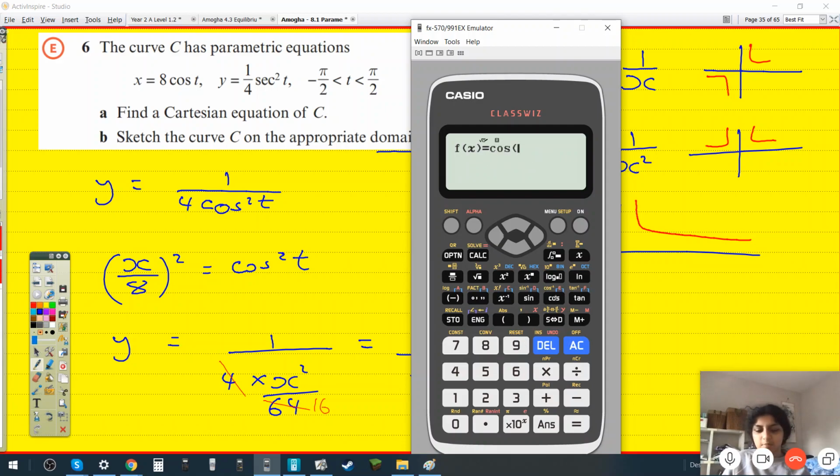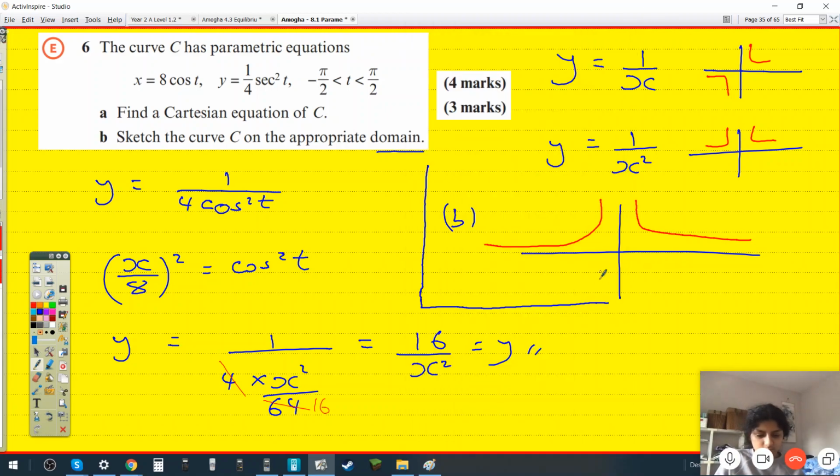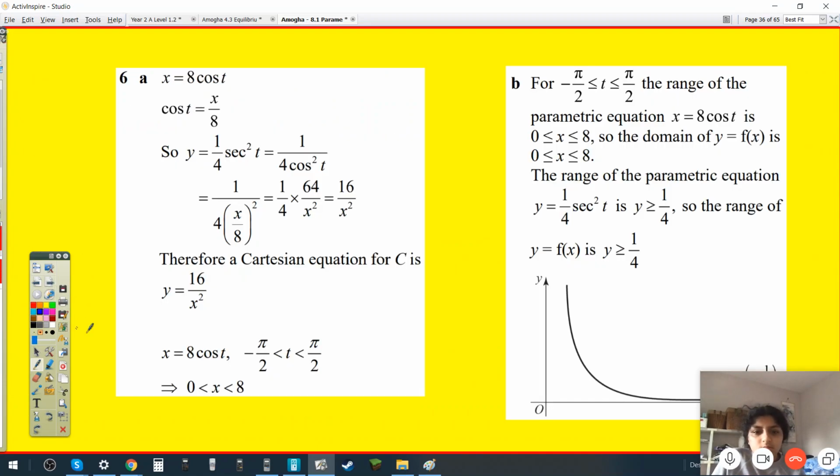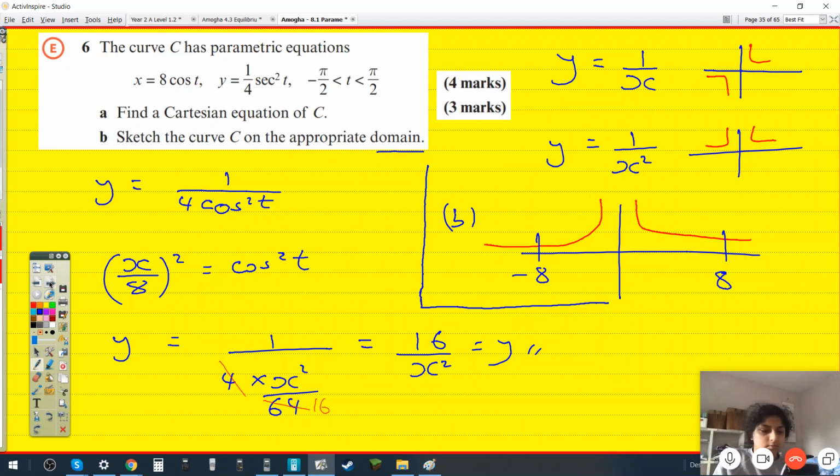Oh, wouldn't it just be minus 8 to 8? From minus 8 to 8. 0 to 8. So is cos minus pi over 2 is 0, is it? Yeah. Okay. So that should be from 0. So I only need half of my graph. Okay. So something like that.